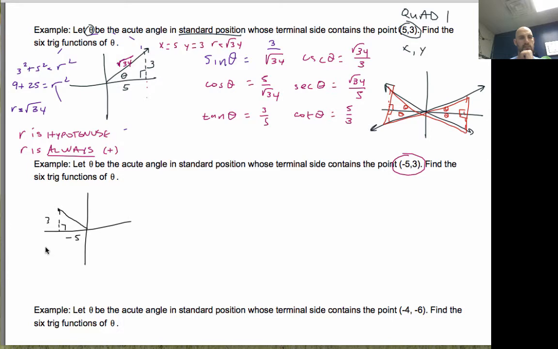So this is -5. This is 3. Lay out my x, lay out my y, lay out my r, and then find your 6 ratios. Pause here, try it, come back, and I'll do it for you.